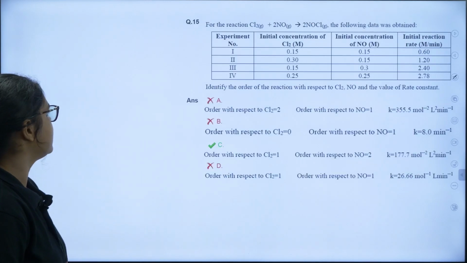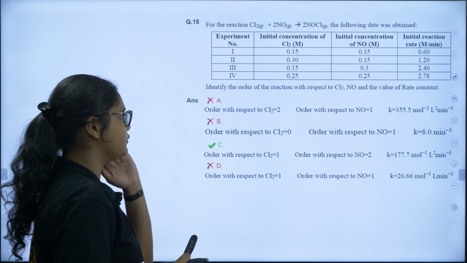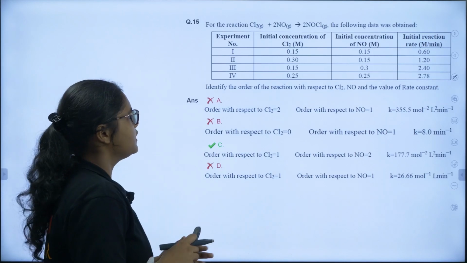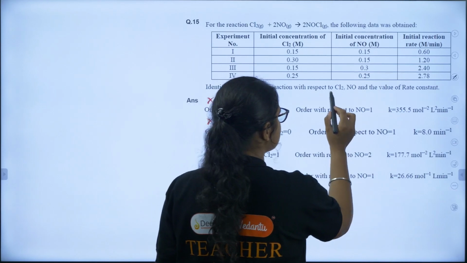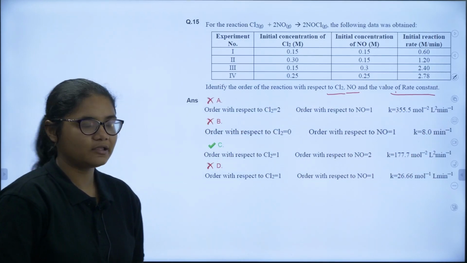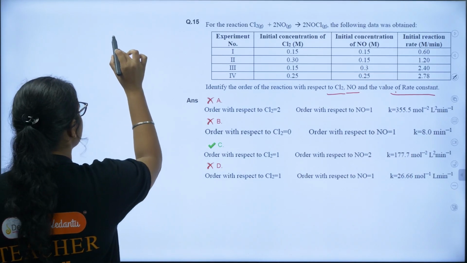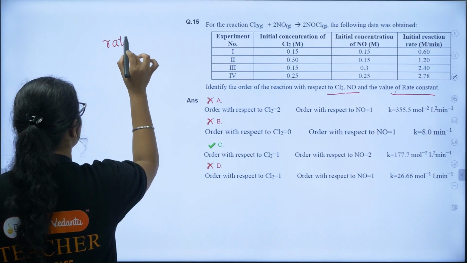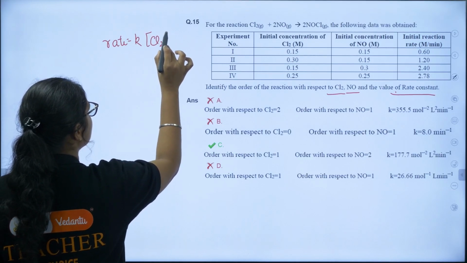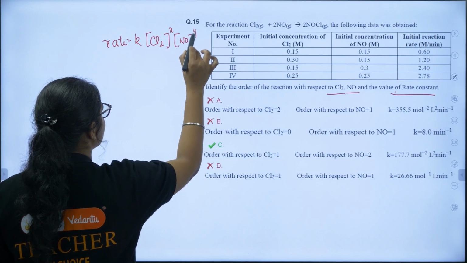Okay, let us see the next question. So now let us see question number 15. For the reaction Cl2 plus 2NO gives 2NOCl, the following data was obtained. You have to calculate the order of the reaction with respect to Cl2, NO, and the rate constant, right? So now let us first write the rate law. Let the rate be equal to K into Cl2 to the power of X and NO to the power of Y.